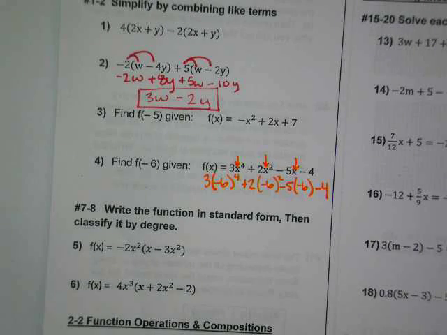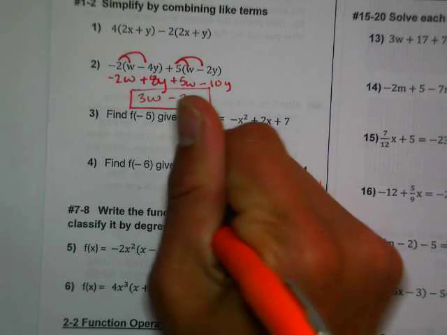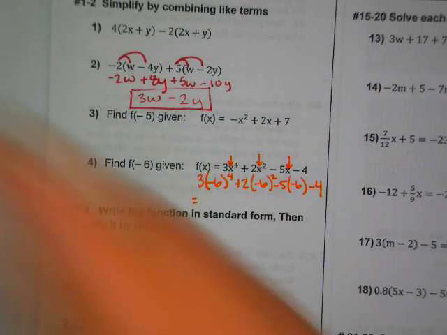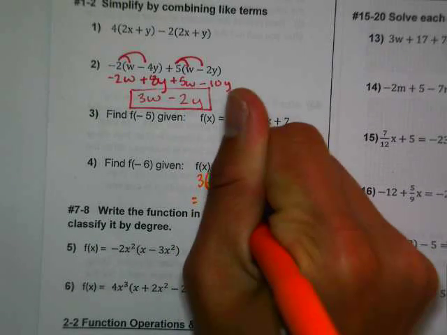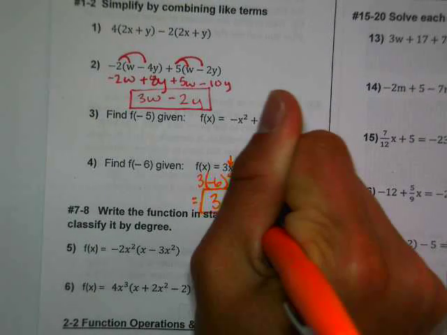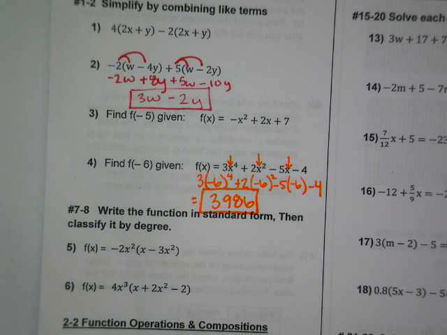All right, you can type that in the calculator. I would not ask you to do that without a calculator. You can type it in and you get 3,986. All right, any questions on those two? Cool.